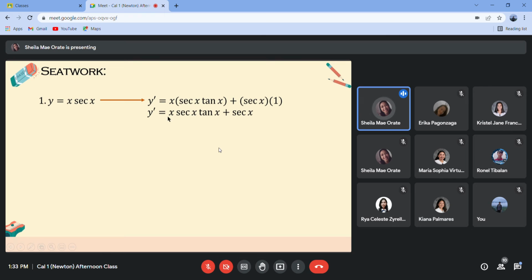So now we have x secant x tangent x plus secant x. Then what we do is factor out secant x. As you can observe, in the two terms, secant x is common. So our final answer is secant x times (1 plus x tangent x).